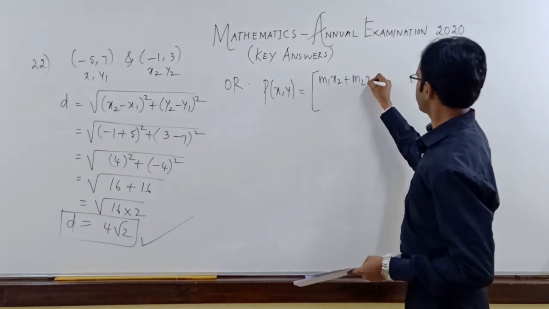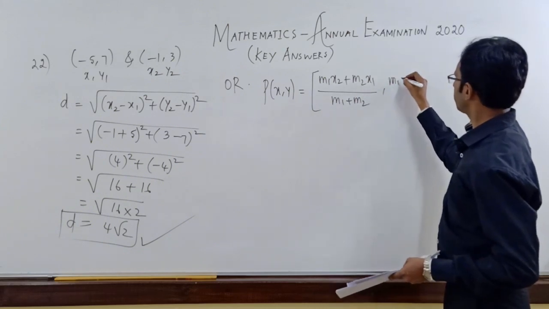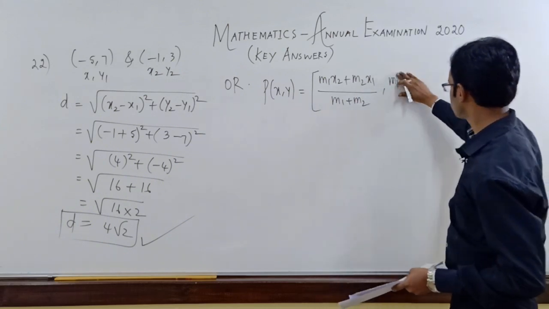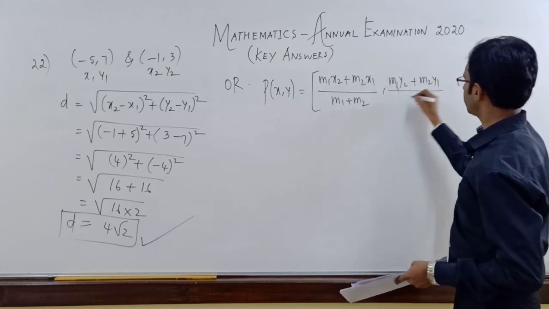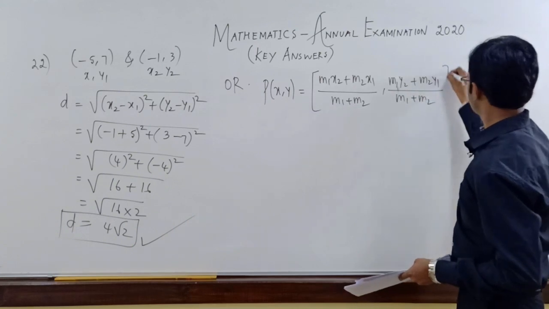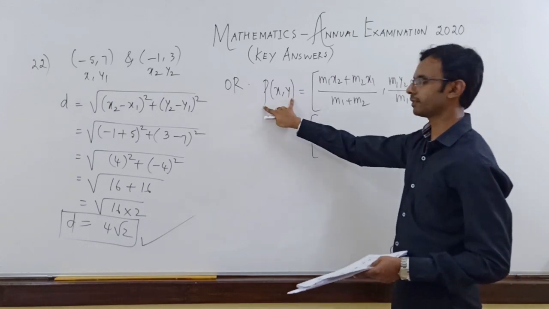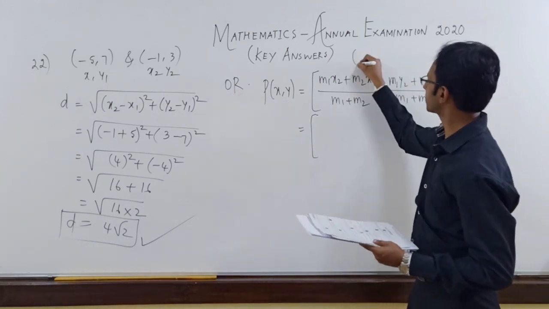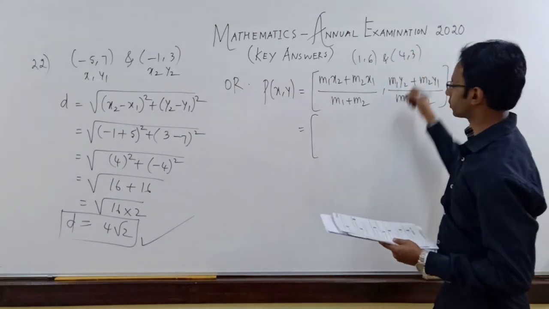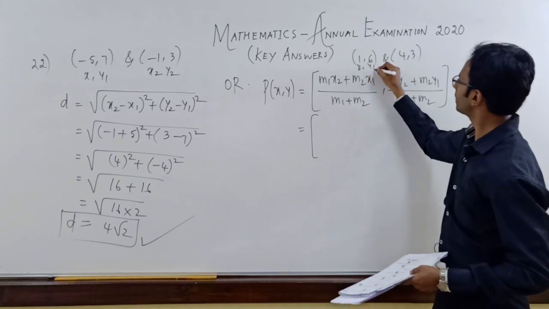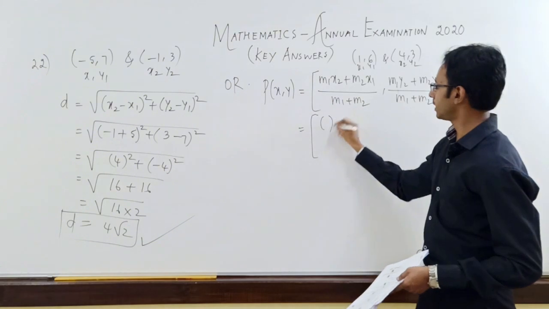m1 x2 plus m2 x1 divided by m1 plus m2, and m1 y2 plus m2 y1 divided by m1 plus m2. So to find the point of section which divides the line joining the points 1, 6 and 4, 3 in the ratio 1:2, we take this as x1 y1 and this as x2 y2. 1:2 is the ratio, so m1 and m2 are 1 and 2.